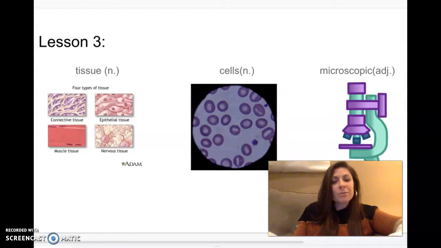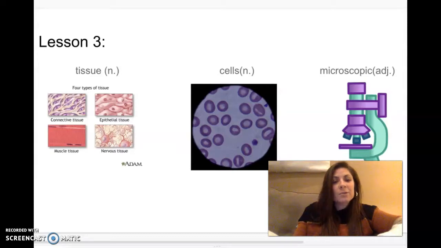Our first vocabulary word for today's story is the word tissue. Repeat after me. Tissue. Tissue is a group of cells that perform the same job in living organisms. The next vocabulary word is the word cells. Say cells. Cells are the smallest units of living things and the body's building blocks.